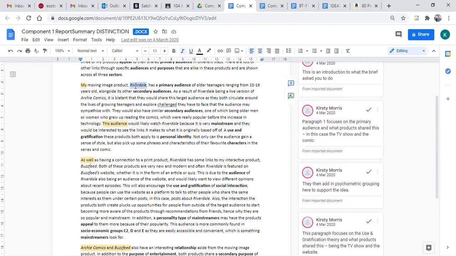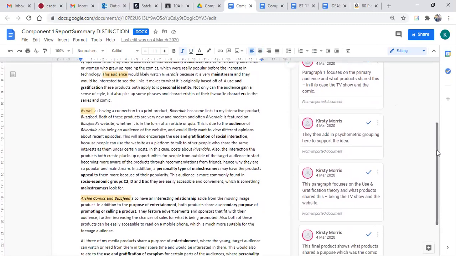This one is all about linking a TV show Riverdale to Archie Comics even, and the link is the target audience. The next one is a link between Riverdale and how it links to an interactive product of BuzzFeed. And in particular, they seem to be talking about social interaction and socio-economic groups.